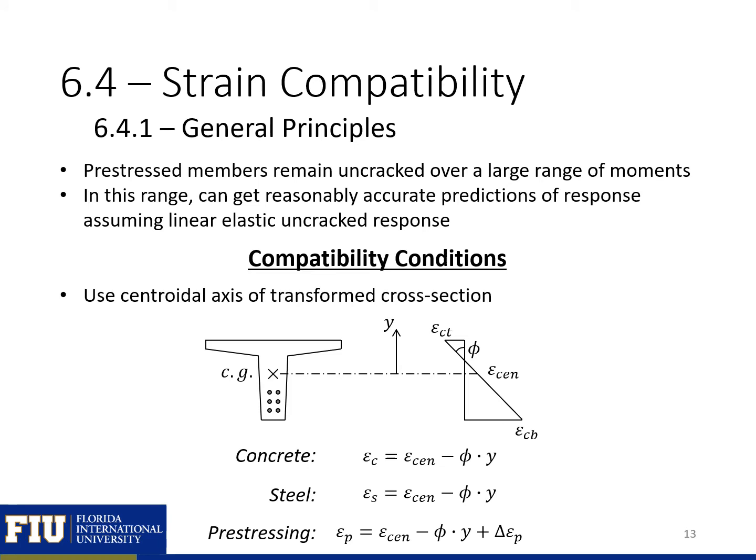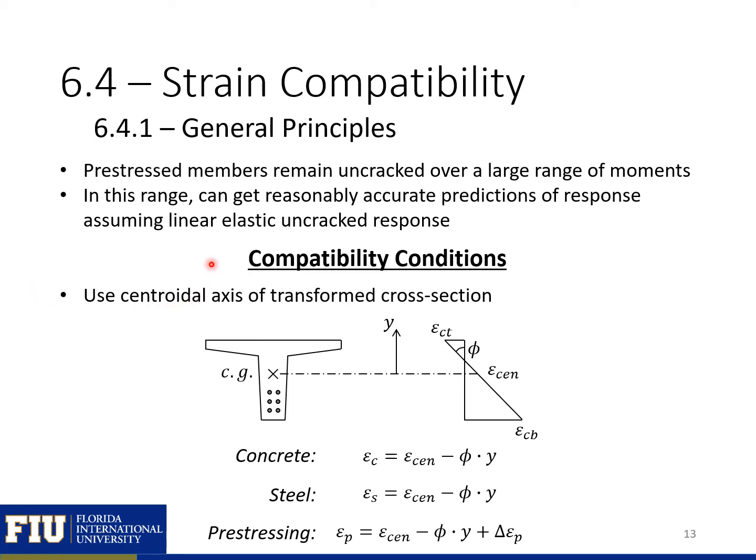With strain compatibility, we're going to assume that we have linear elastic material properties. And this is a valid assumption. As we saw with some of our previous modules, prestressed concrete has a large range where it stays linear elastic. So it's okay for us to assume linear elastic behavior, at least initially. We need to check this and make sure that our steel, our pre-stressing, and our concrete remain linear elastic, but it's a reasonable initial assumption.